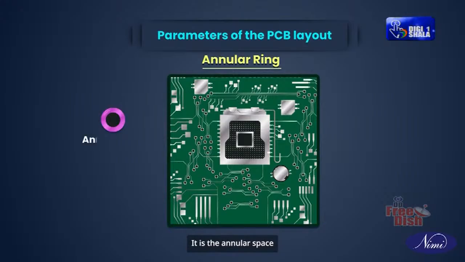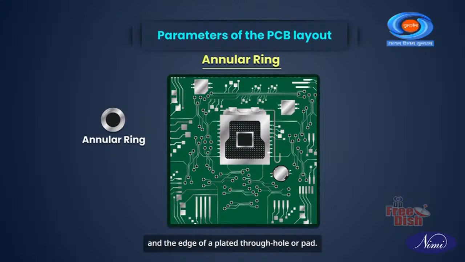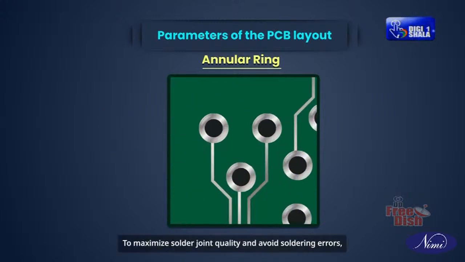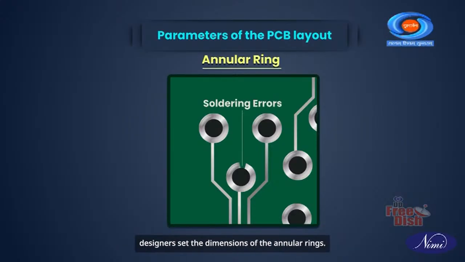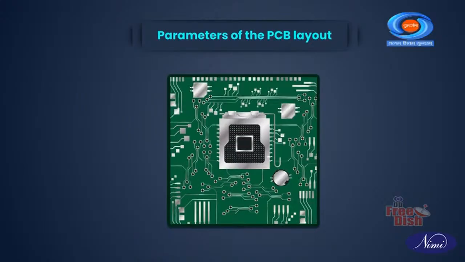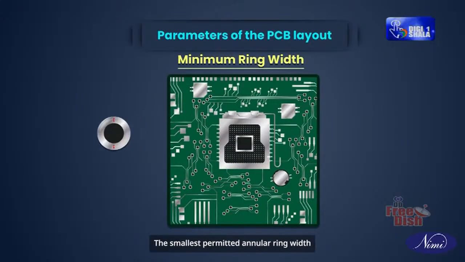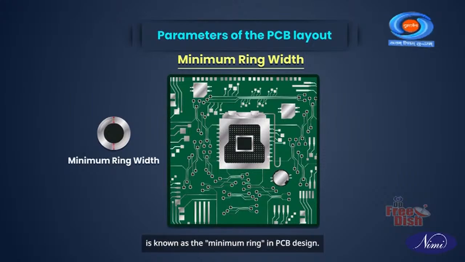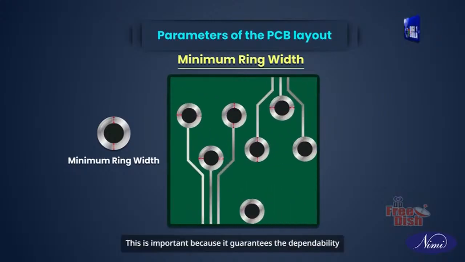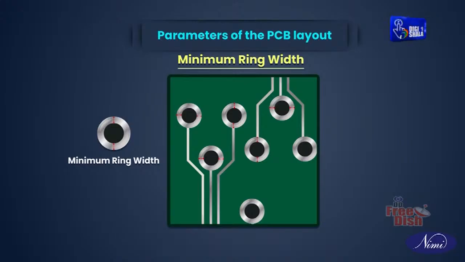Annular ring. It is the annular space that exists between the closest copper feature, such as a trace or plane, and the edge of a plated through hole or pad. To maximize solder joint quality and avoid soldering errors, designers set the dimensions of the annular ring. Minimum ring width. The smallest permitted annular ring width surrounding a plated through hole or pad is known as the minimum ring in PCB design. This is important because it guarantees the dependability of the solder bond and electrical connectivity.